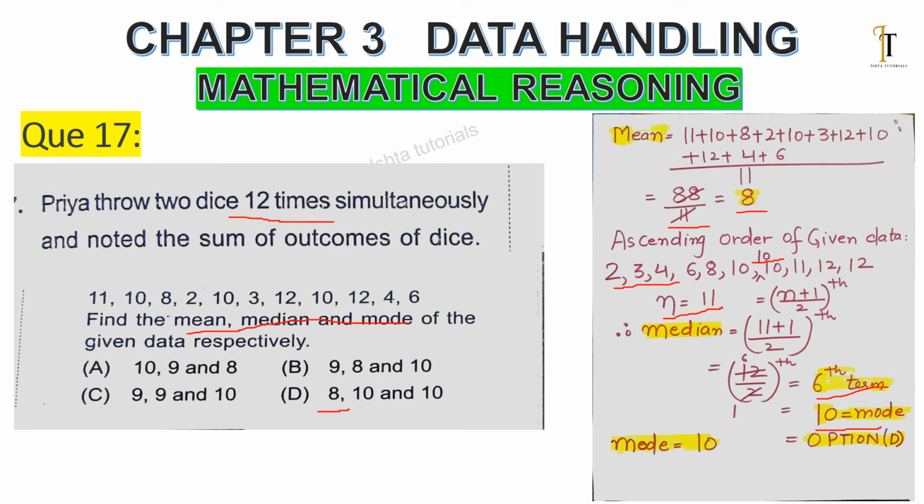Now, the third thing, we need to find the mode. Mode is the number or observation that occurs the most, with the highest frequency. We can see that here 10, here also 10, and here 10, so 10 occurs 3 times. So the mode of these observations is 10. Now let's check option D again. Yes, 8 is the mean, 10 is the median, and again 10 is the mode. So option D will be your correct answer.